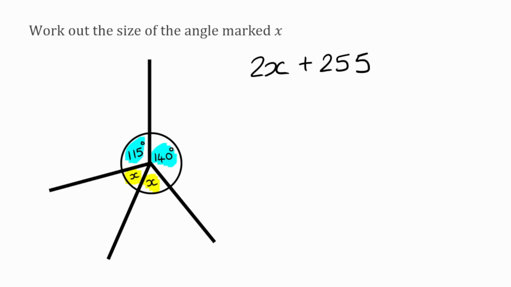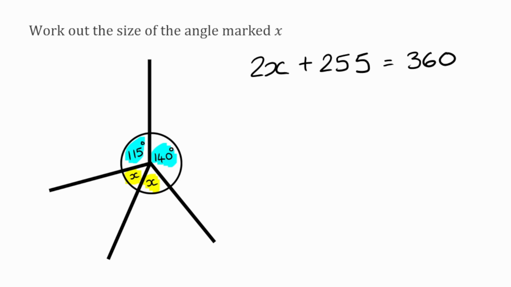So I'd add on 255. So we've now got an expression for the sum of these angles. It'd be 2x for the values of x we don't know, and then the sum of the angles that we do know, which would be 255. So that's our expression for the sum of these angles around a point. What we can do now is turn this into an equation, because we know that the sum of these angles should be equal to 360. So this 2x plus 255 is equal to 360.